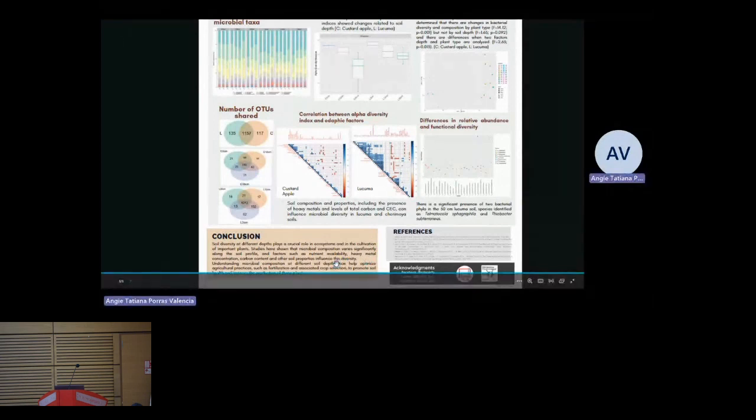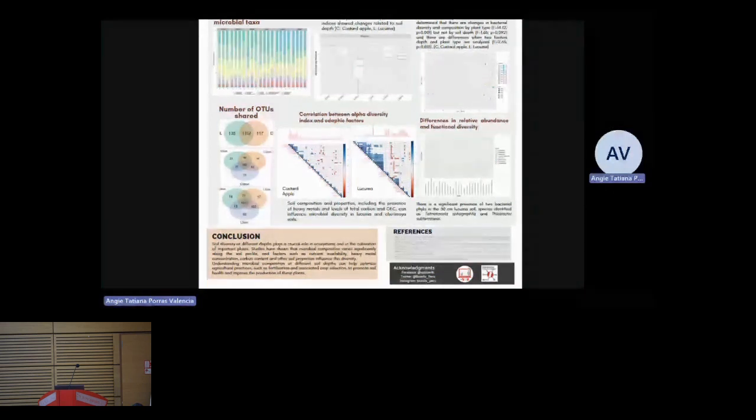In conclusion, in soil diversity, different microbial types play a crucial role in the ecosystem and in the cultivation of important plants. The studies have shown that microbial compositions vary significantly along the soil profile, and factors such as nutrient availability, heavy metals concentration, carbon content, and other soil properties influence this diversity. Understanding microbial composition at different soil depths can help optimize agricultural practices such as fertilization and associated crop selection to promote soil health and improve the production of these plants.